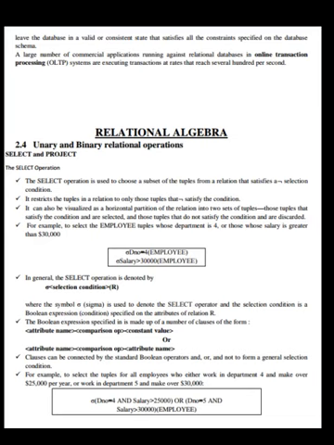For example, to select the employee tuples whose department is 4 or those whose salary is greater than $30,000. See the figure here. In general, the select operation is denoted by, see the figure here, where the symbol sigma is used to denote the select operator, and the selection condition is a Boolean expression specified on the attributes of the relation R. The Boolean expression specified is made up of a number of clauses of the form attribute name, comparison operator, constant value, or attribute name, comparison operator, attribute name.